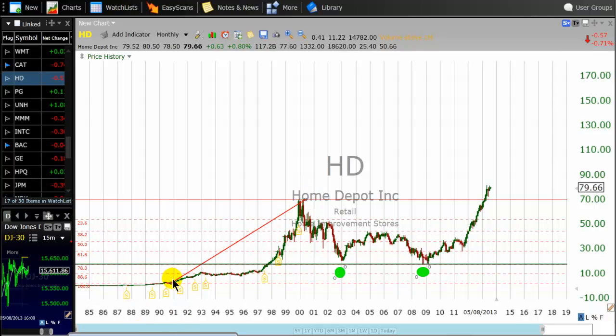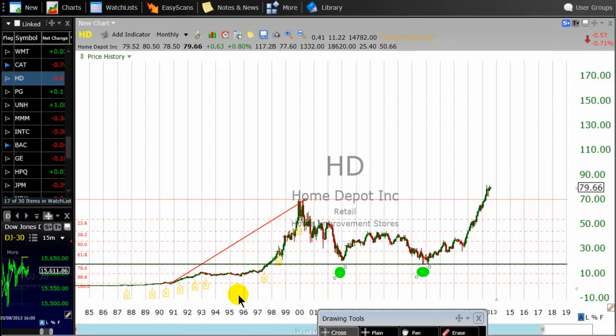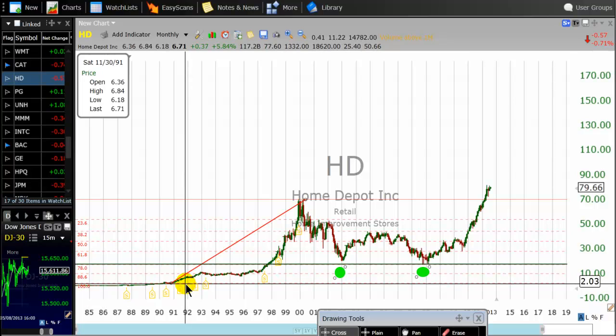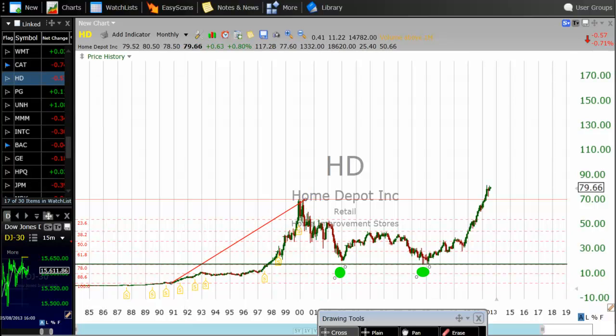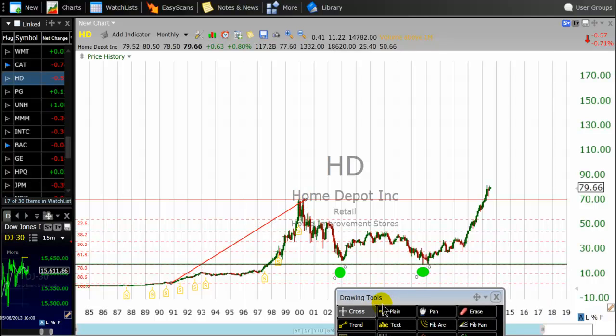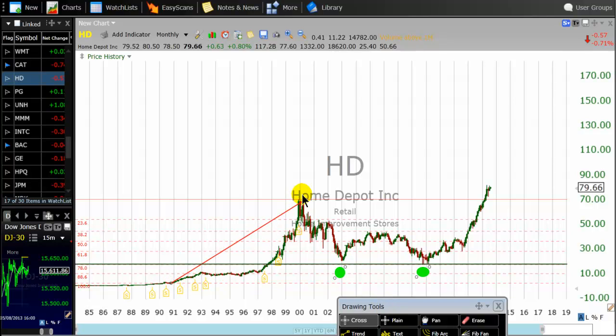retracement tool here. Looking at this stock carefully, you can see that from 1991 up to the year 2000, Home Depot went up from $3 to $70. So during the period of 1991 up to the year 2000, within 9 years, Home Depot went up from $3 to $70. A huge move. All right.